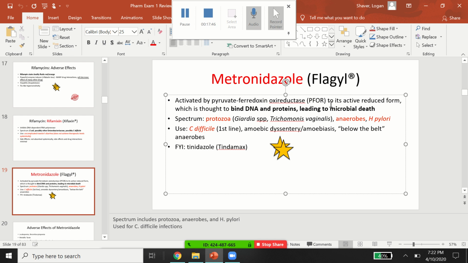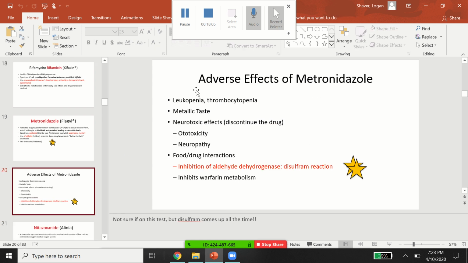It probably wouldn't be a bad idea to put the mechanism in your mind as well. She does have the title in red, so maybe she means you could have a question on that. But more than likely, she's going to ask about these things in red right here, the adverse effects of Metro. This is very important to know. I don't remember them asking, maybe they did specifically ask about disulfiram on this test, because we've had a lot of tests with disulfiram reaction. But I definitely think it's important to know.